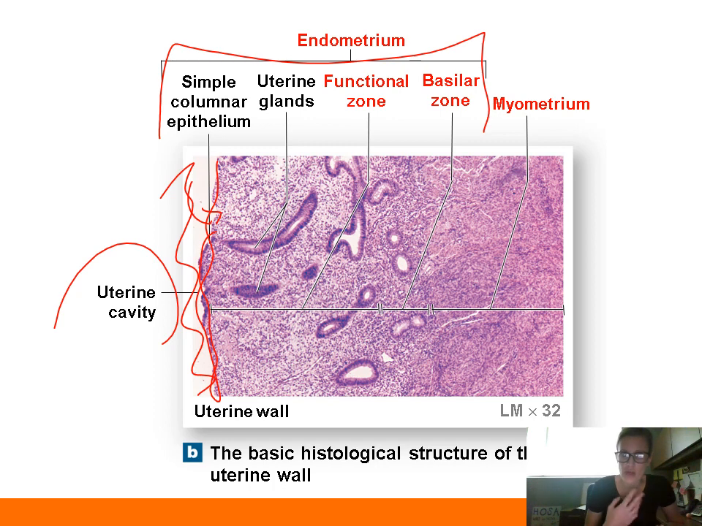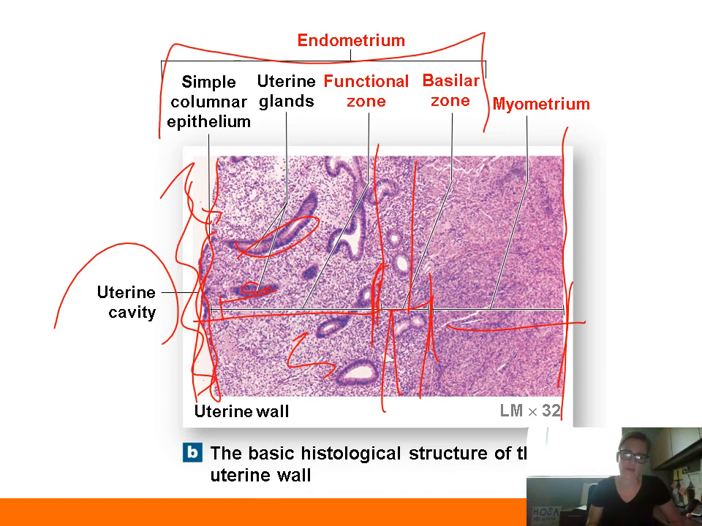You can see that it's broken up into a functional zone and then a basilar zone. The functional zone is most of the thickness. We've got a bunch of uterine glands that produce mucus. Again, most of the thickness is the functional zone. And then there's just a thin little layer that connects it to the myometrium. The myometrium, again, is this layer of muscle that's deep to that. And then there's a thin perimetrium outside of that.